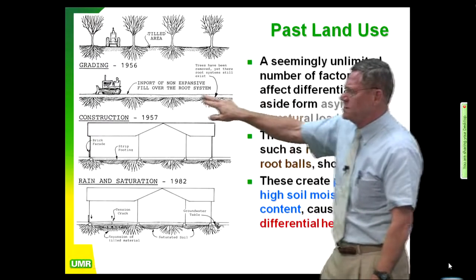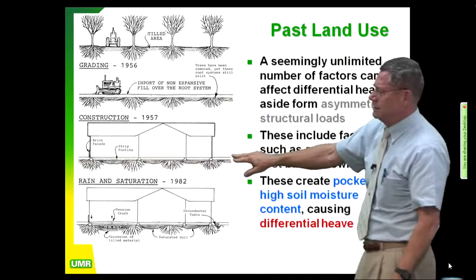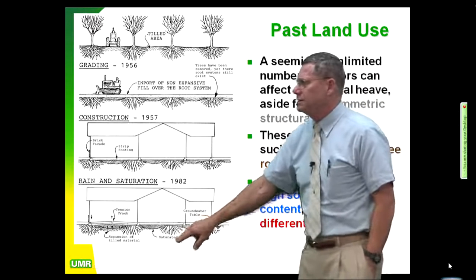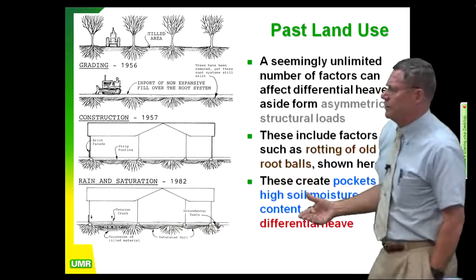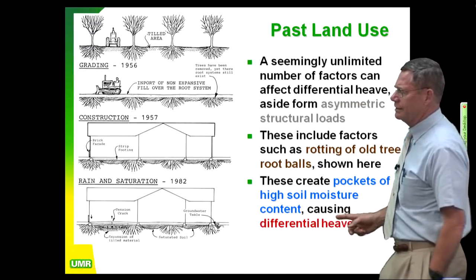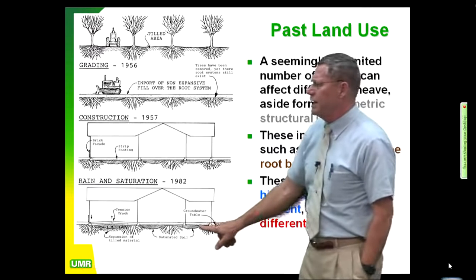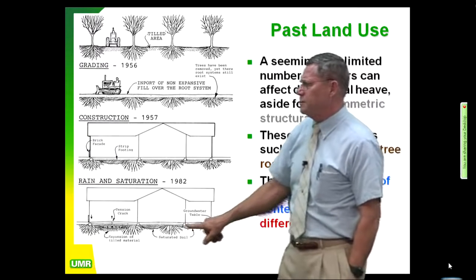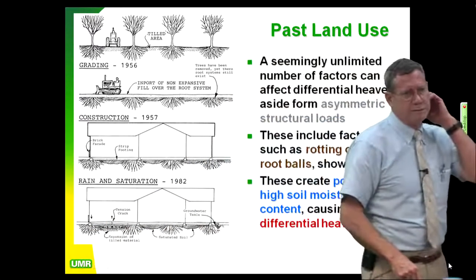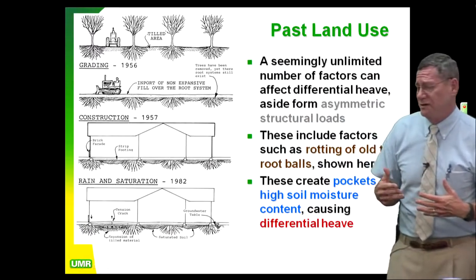So they brought in 12 inches of fill, and then they just put a slab on grade, right on the ground. 4-inch slab. And what did they do with the root balls? They left them there. So what happened is, down the road, you get these pockets that have higher soil moisture content, and that gives you the differential heave. And then what happens to the pipes that are embedded in the slab? They break.